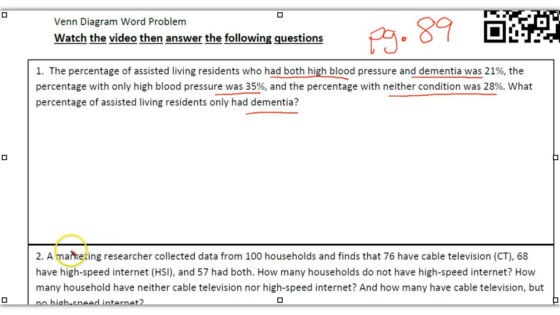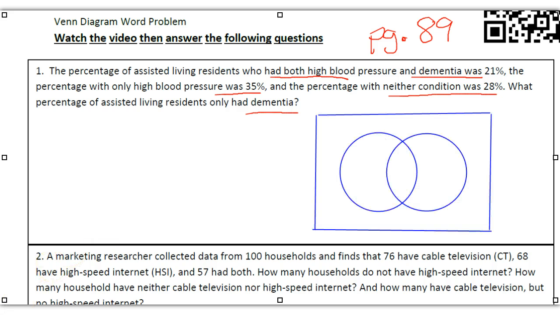This is something when you get old. Well, we can go to our toolbox, and this is something we've had. So we can label this one blood pressure, this one dementia, and we can start filling in and see what we can work out. So residents that had both of these was 21, so we can put the 21 right there.